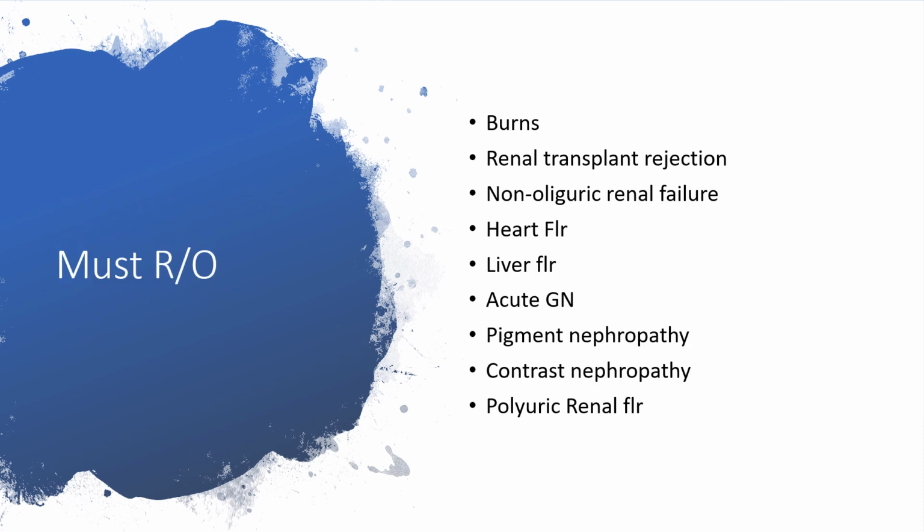You have to rule out the following: burns, renal transplant rejection, non-oliguric renal failure, heart failure, liver failure, acute glomerulonephritis, pigment nephropathy, contrast nephropathy, polyuric renal failure.